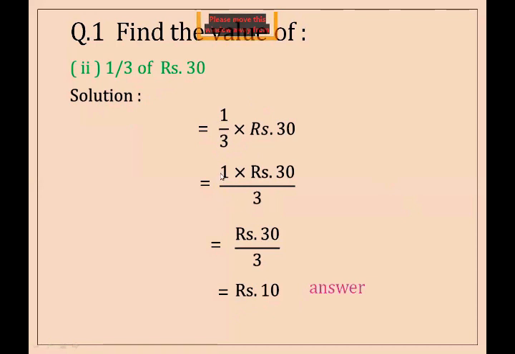Okay students, here we multiply 1 by 30, so it becomes rupees 30 as it is, and divide by 3. Now students, these numbers cancel with each other, so we have 3 ones are 3 and 3 tens are 30. So after simplification, we have rupees 10 as the answer of this question.